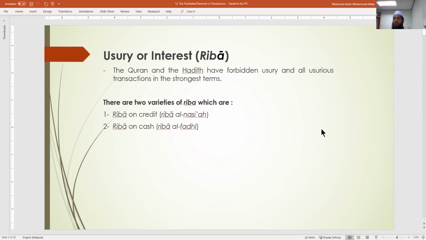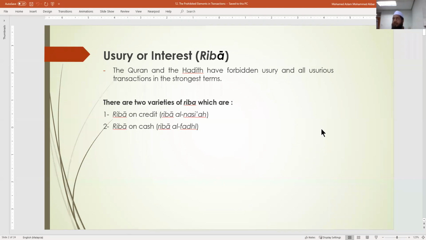The second one is actually riba on cash, which means riba al fadl. To make it simple, you need to understand riba on credit, riba on nasi'a is what the Quran talks about, and riba on cash, riba al fadl is what the Prophet sallallahu alaihi wasallam talked about. All right. So you need to understand two different dimensions of the riba.